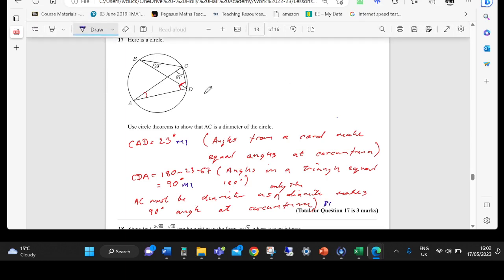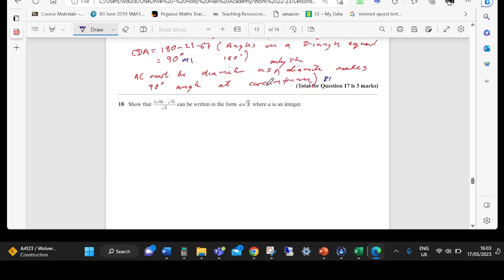For the 3 marks, not a bad circle question. Kind of relied on 2 bits of knowledge about circle formulas. The fact that angles from the same chord are equal, made with the circumference, and that diameter creates a right angle at the circumference.